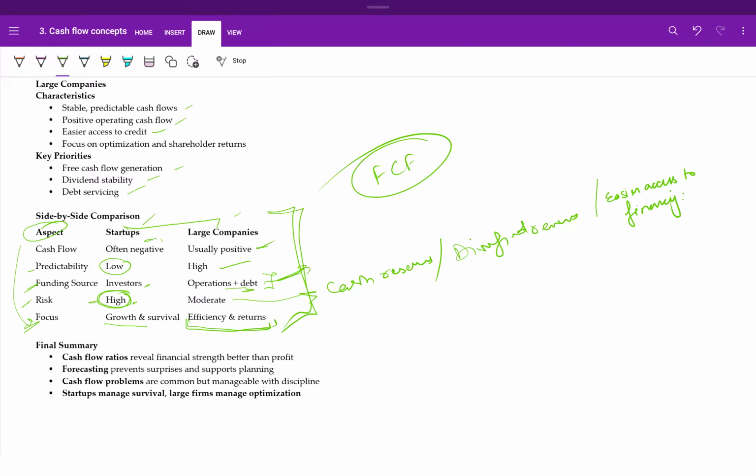The final summary here is that cash flow ratios reveal financial strength better than profits. Forecasting prevents surprises and supports planning, and cash flow problems are common but manageable with discipline. And startups manage survival, large firms manage optimization.